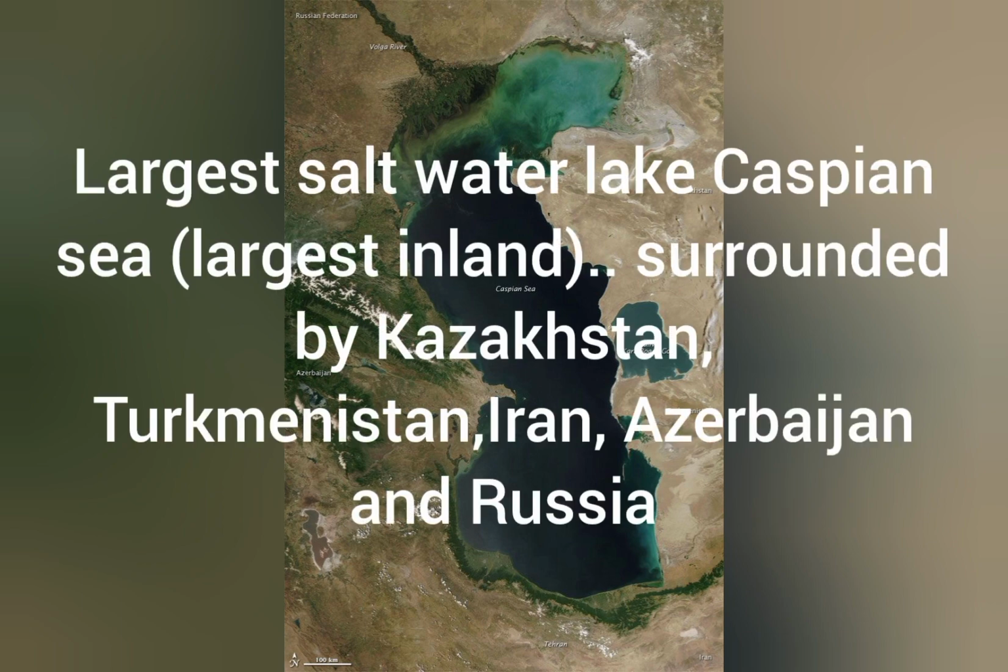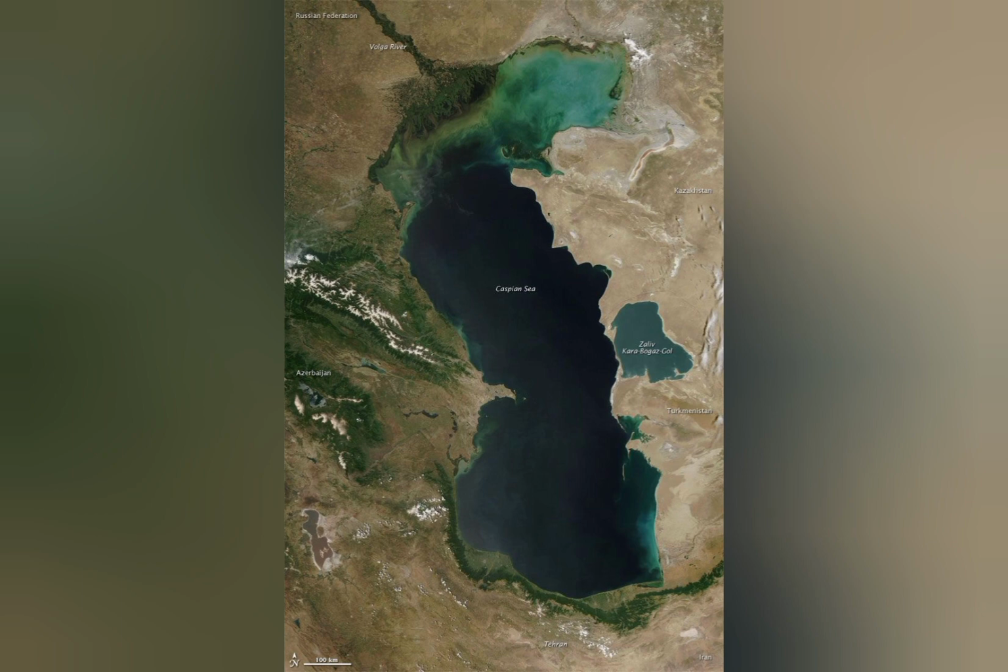So, the world's largest saltwater lake is the Caspian Sea, which is also the largest inland sea. Inland sea means it is surrounded by land on all sides. It is surrounded by Kazakhstan, Turkmenistan, Iran, Azerbaijan, and Russia. The Caspian Sea was named after the Caspian tribe which used to live in this particular region.